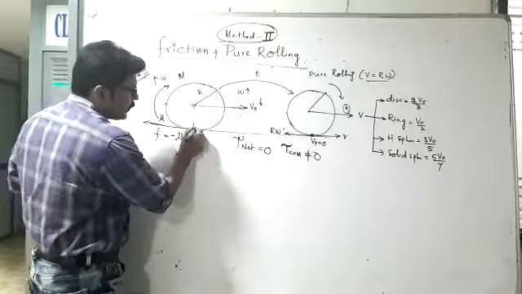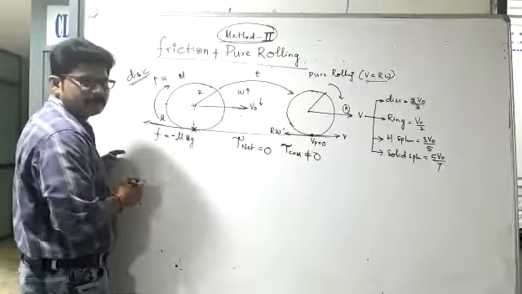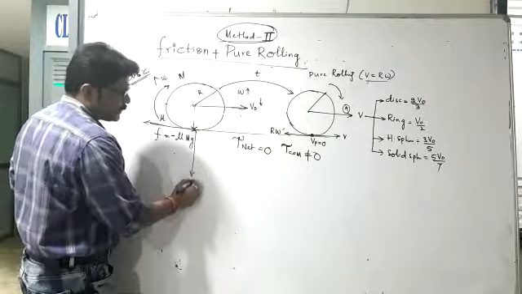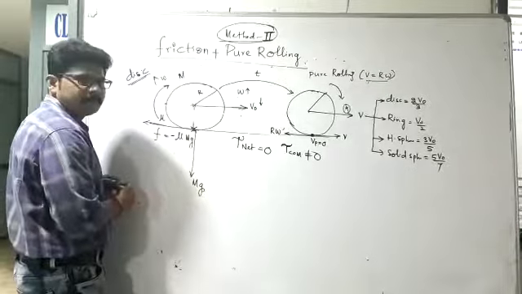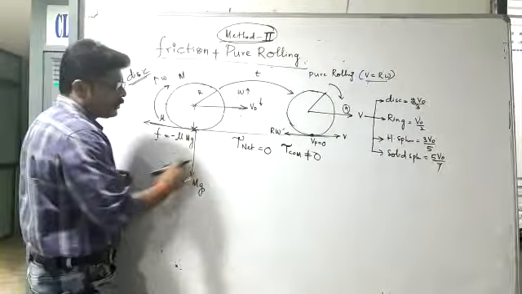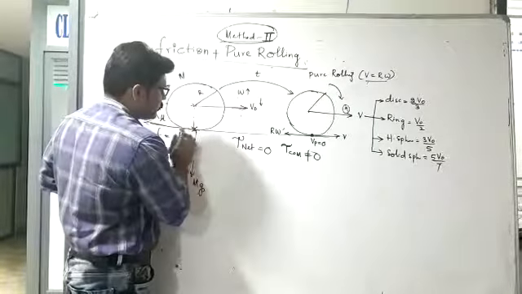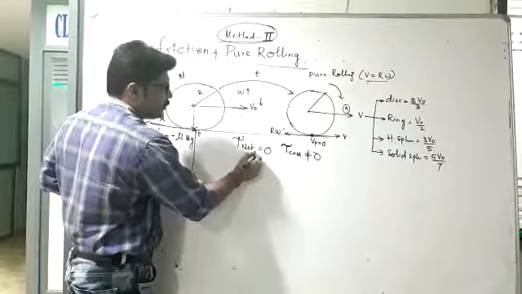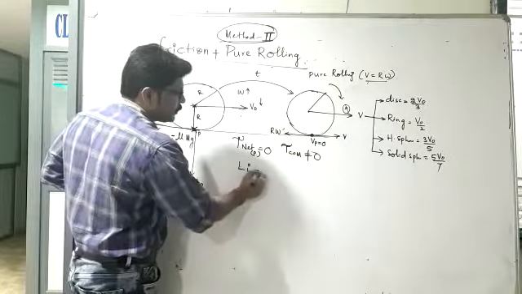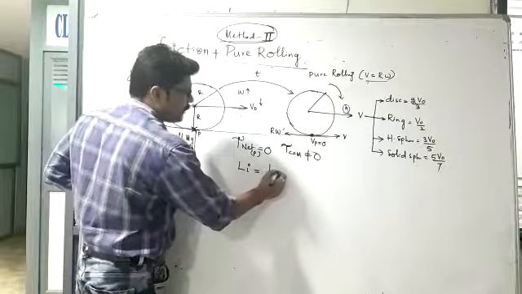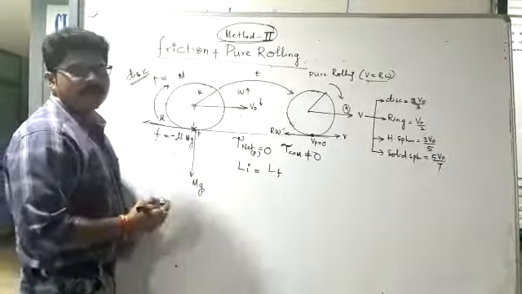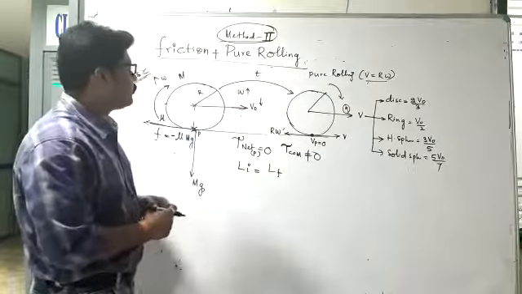Now can I apply torque at this point? I can apply the torque at this point. Here the weight, mg, is acting downward. Net torque about this point, let us take it as point P, is 0. Then initial angular momentum is equal to final angular momentum.